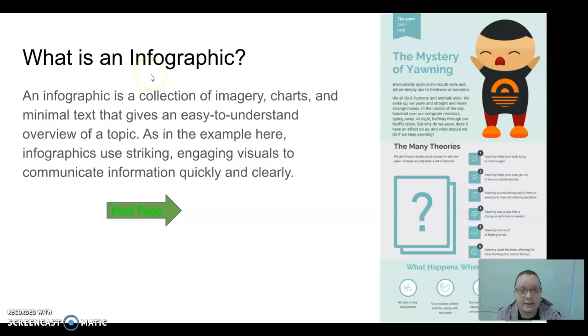All right, so what is an infographic? An infographic is, as you can see here, pictured to the right, a collection of imagery, charts, and text that gives an easy to understand overview of a topic. So an infographic is like a poster, like you would maybe see one in the hallway at your school, or maybe you would see one in the doctor's office, or a dentist's office, or a psychologist's office. You may also see them shared online as well, or in a textbook.